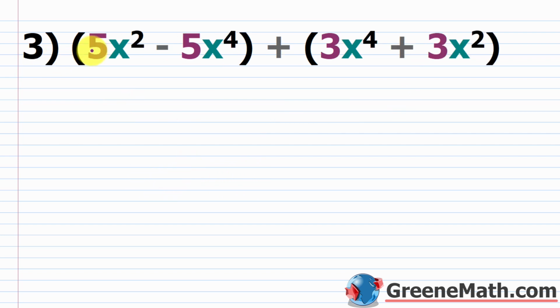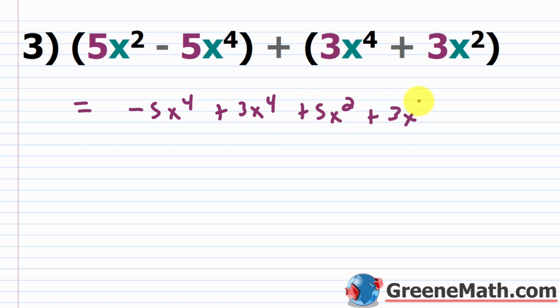So for problem 3, we have the quantity 5x squared minus 5x to the 4th power, then plus the quantity 3x to the 4th power plus 3x squared. So again, I'm just going to drop my parentheses, and let me write my like terms next to each other. So I'm going to put negative 5x to the 4th power, so this term here, plus my 3x to the 4th power, so this term here. And then let me go plus 5x squared, and then plus 3x squared.